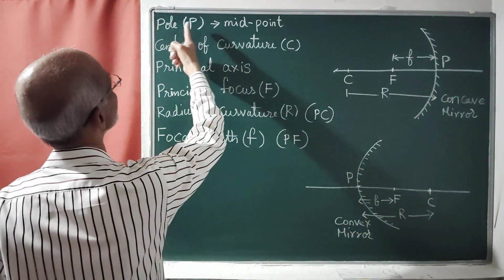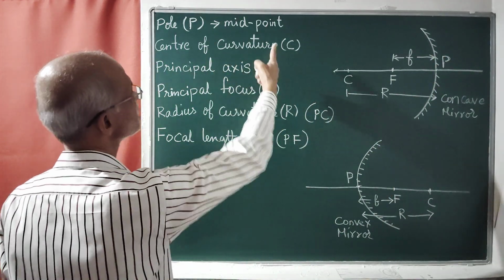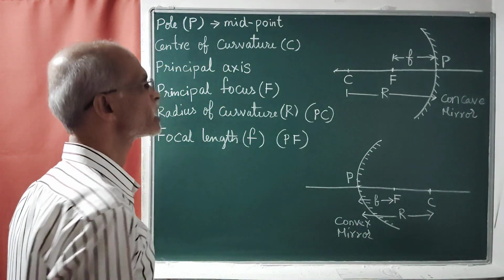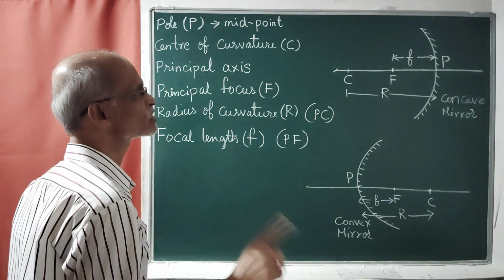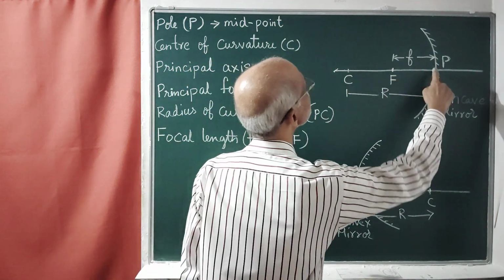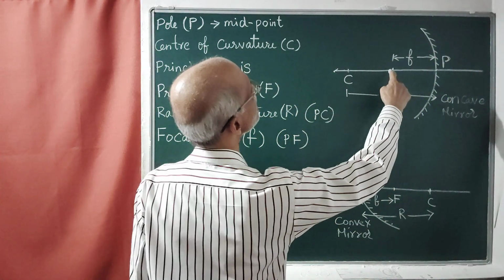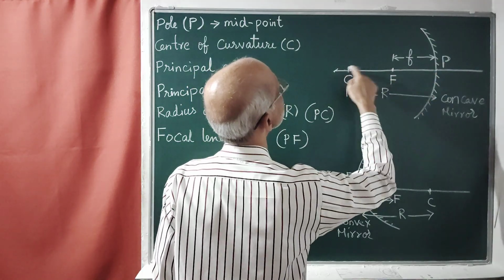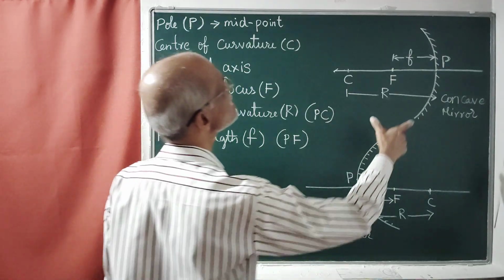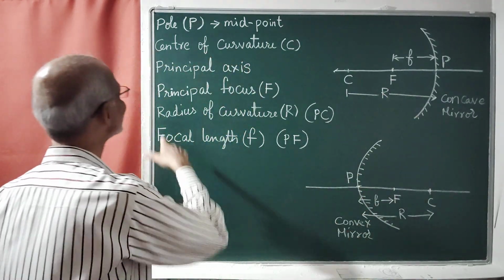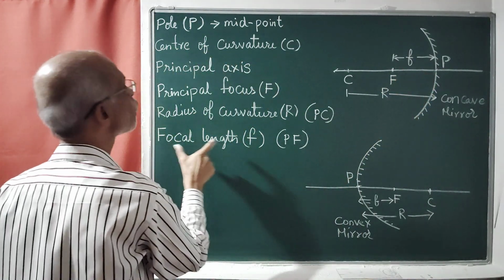First is pole. This is the midpoint of the mirror. Next is center of curvature. That is the center of the sphere of which the mirror is a part. Next, the imaginary line passing through the center of curvature and the pole is called the principal axis. The midpoint of P to C is called the principal focus. Then the distance P to C is called the radius of curvature. The distance P to F is called the focal length.